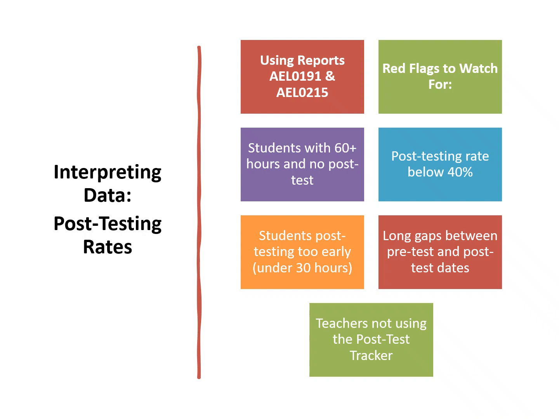Look for students post-testing too early. While rare, sometimes you'll see students post-tested at 12 to 20 hours. Unless they've transitioned to post-secondary, which counts as MSG, this is too early. Students need adequate instructional time to make gains. Also look for gaps between pre-test and post-test dates. If a student pre-tested in July and didn't post-test until May with only 40 hours, something's wrong. Either attendance is sporadic or the teacher isn't monitoring testing windows.